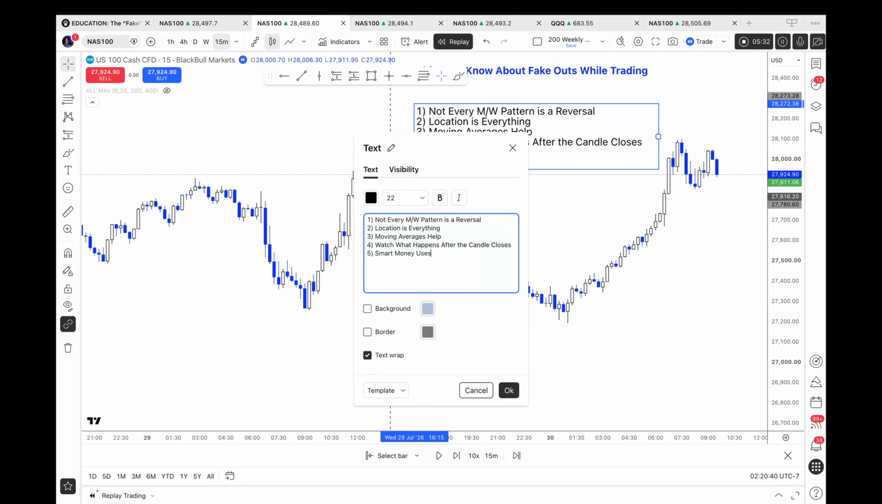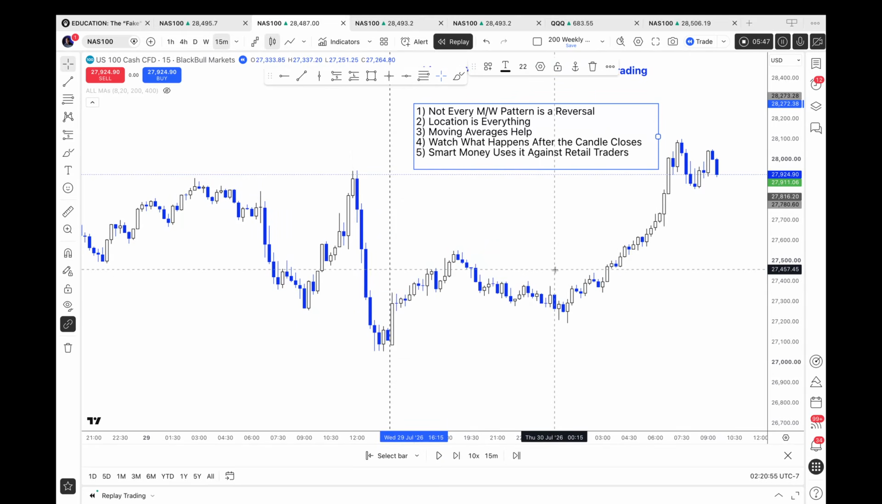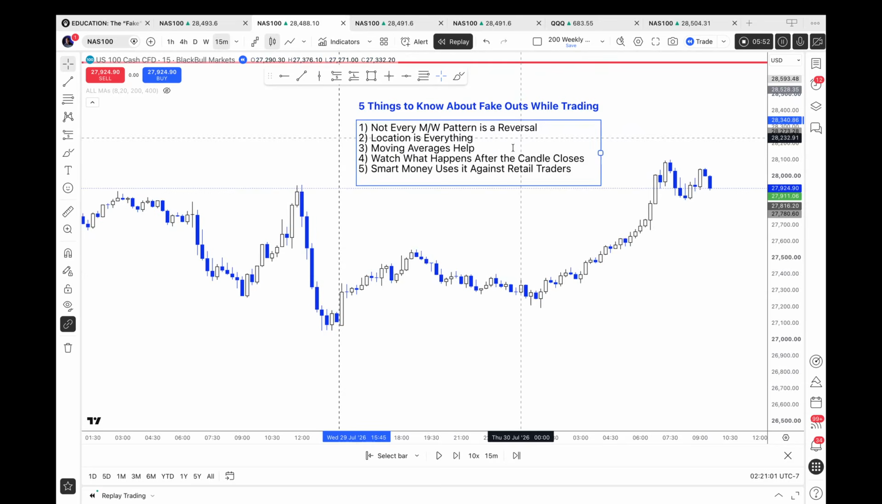uses these patterns against the retail trader. Okay, I know y'all don't want to hear this. I get it. Smart money uses these fake patterns against the retail trader because they know that the retail trader is taught to look for a certain pattern. Okay, and so if you come to your chart, let's do this real quick here.